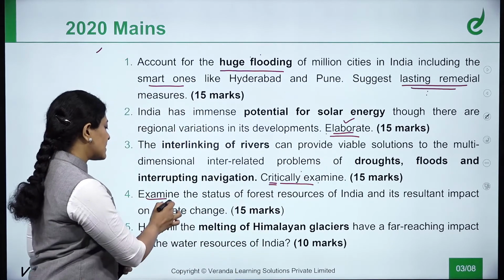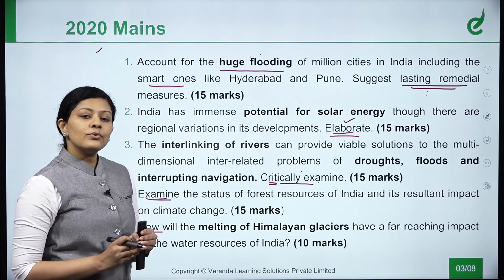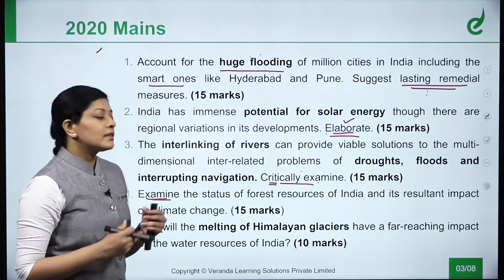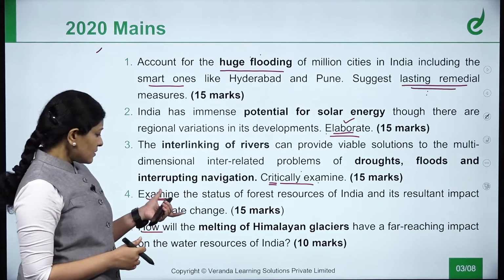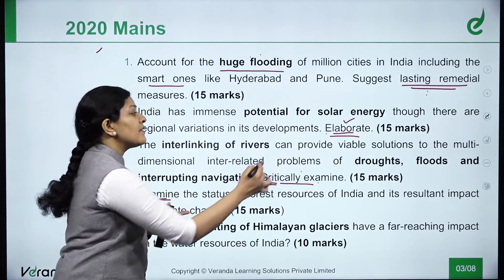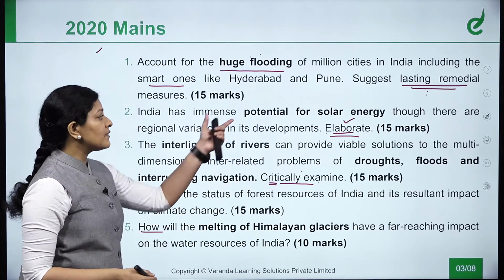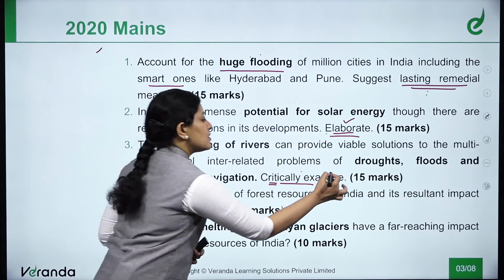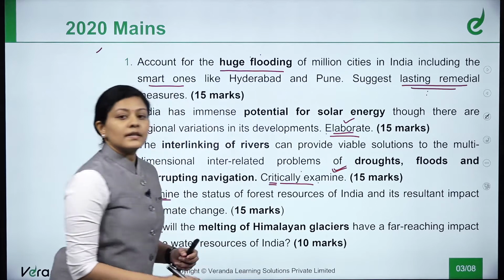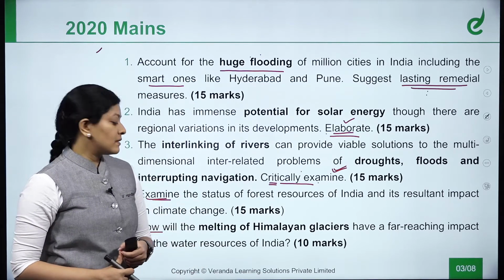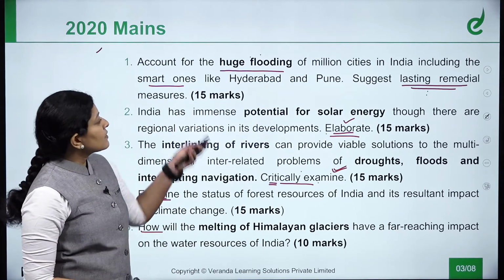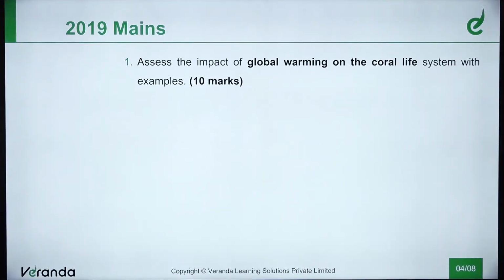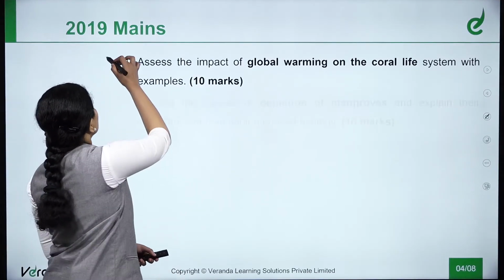And here they have asked to examine. Examine means you have to probe deeper into the particular topic and tell about the topic. So this is examine, whereas elaborate is even more detailed. So there is a difference between elaborate and examine as well as critically examine. Critically, as such, is one of the most used words with respect to the mains part. So these are the questions with respect to the 2020 mains. Next we shall look into the mains questions for 2019.